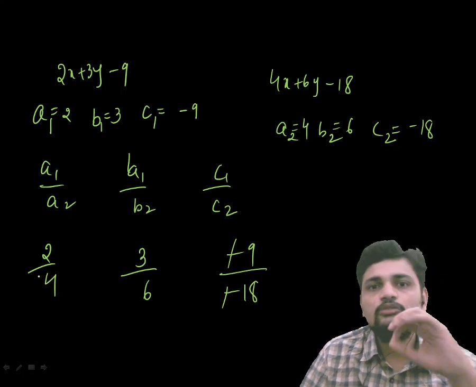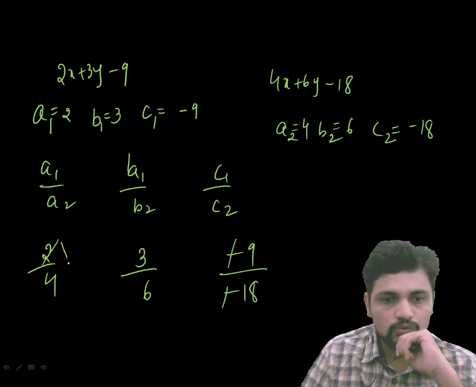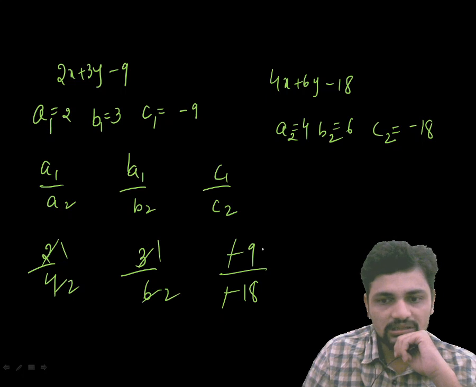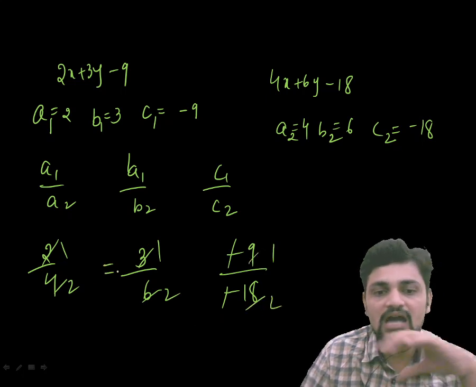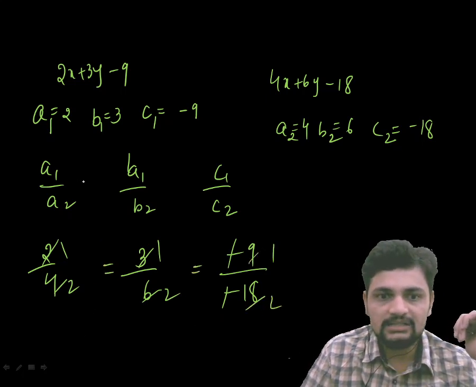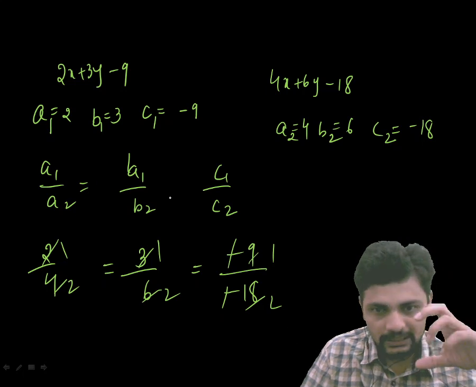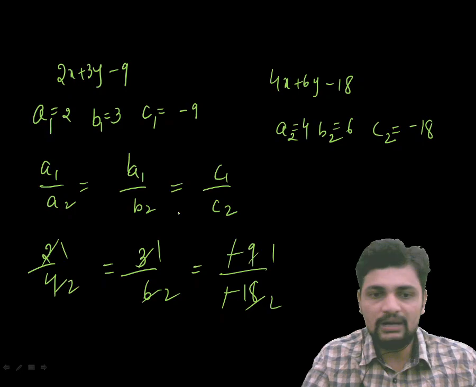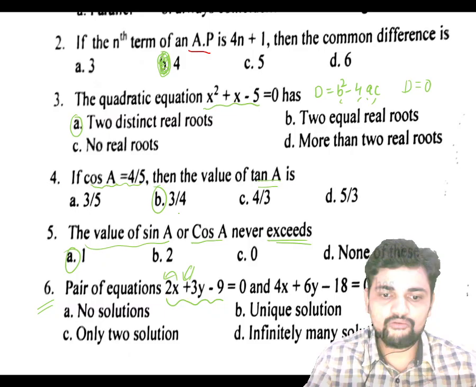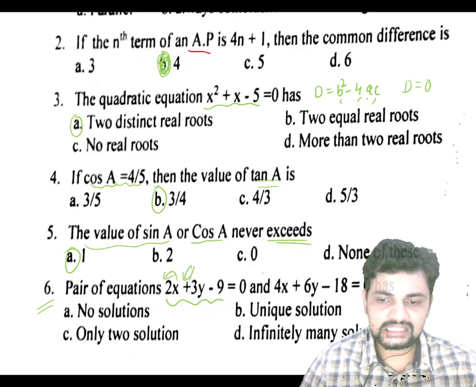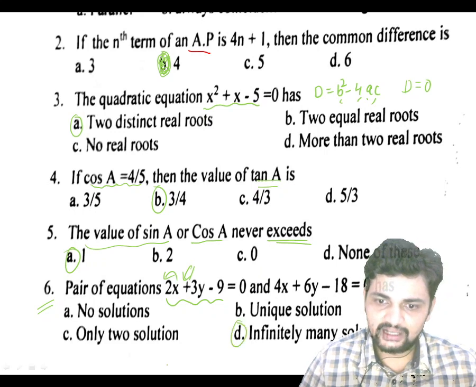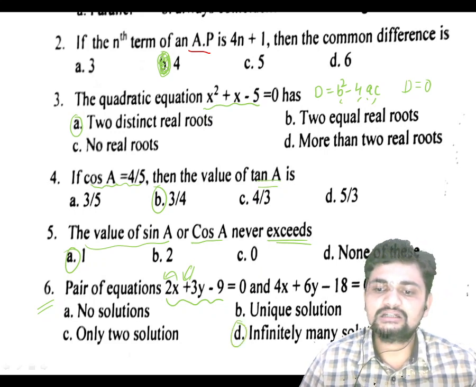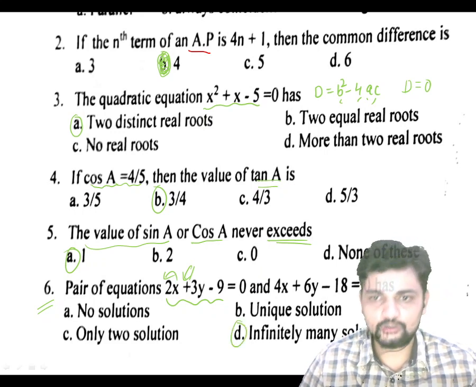Fractions need to be represented in the least form. So 2 ones are 2, 2 twos are 4, 3 ones are 3, 3 twos are 6, 9 ones are 9, 9 twos are 18. So the ratios are becoming equal. That means a1 by a2, b1 by b2 and c1 by c2, all three ratios are equal. The moment three ratios are equal, we need to decide which particular answer is correct. So if ratios are equal, we get the answer, that is option D, infinitely many solutions.